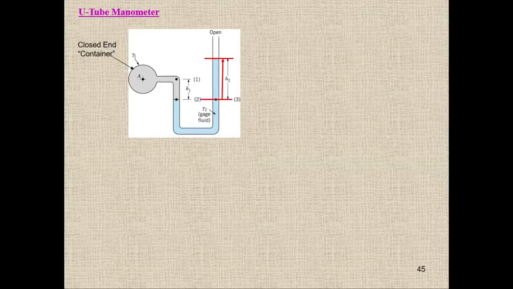Right now you can see here, we have the height from atmospheric pressure to point number 3. From point number 3 to point number 2, the pressure will be the same because we have a gauge fluid, and in the same liquid at the same level the pressure will be the same. So we have P atmosphere at the top surface, and then we are going down. So it will be P atmosphere plus, because we are going down, plus rho gh up to this point.